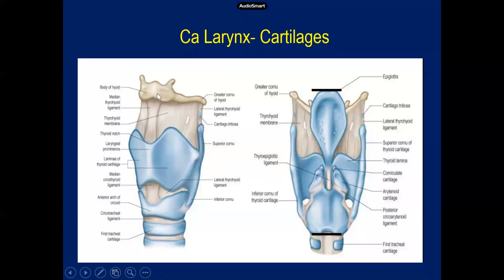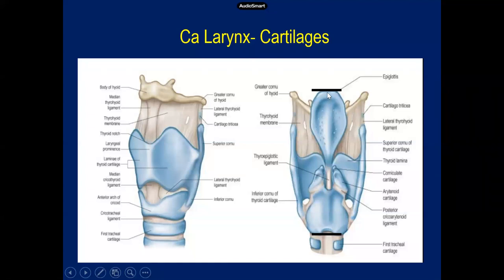The hyoid is connected to the thyroid cartilage by two ligaments. One is the median thyrohyoid ligament, and there is a lateral thyrohyoid ligament, which connects the greater cornu of the hyoid to the superior cornu of the thyroid cartilage. And this is the inferior cornu of the thyroid cartilage. You have the laminae, and this is the laryngeal prominence. There is a thyroid notch, and the thyroid is connected to the cricoid by the median cricothyroid ligament.